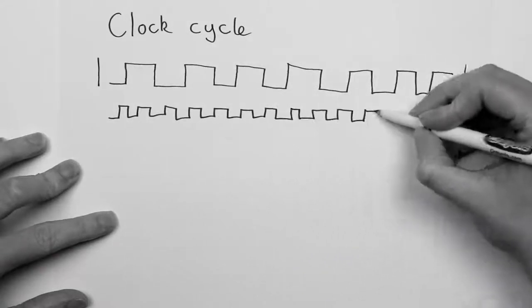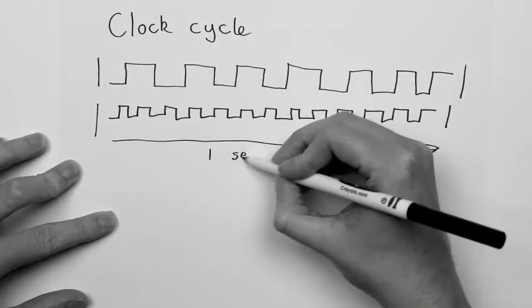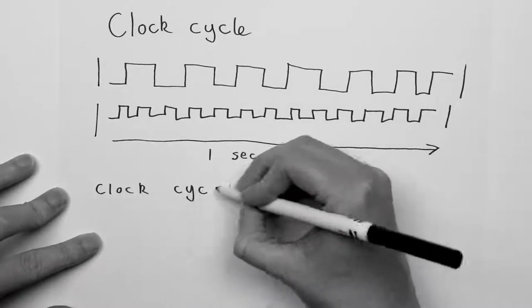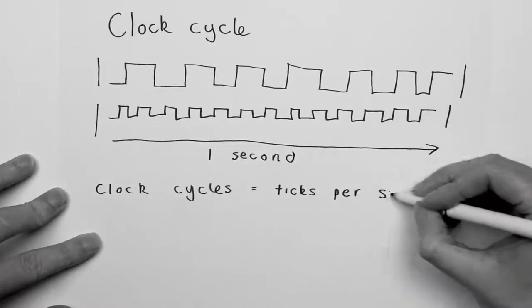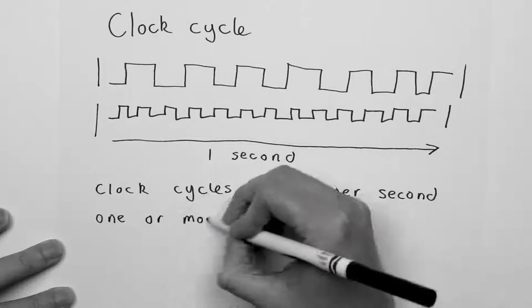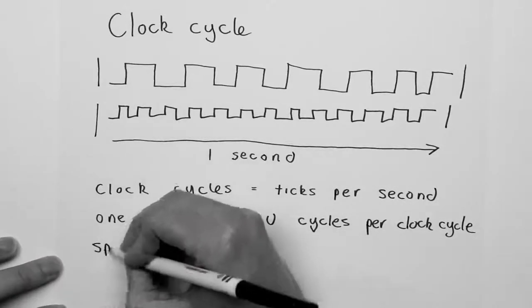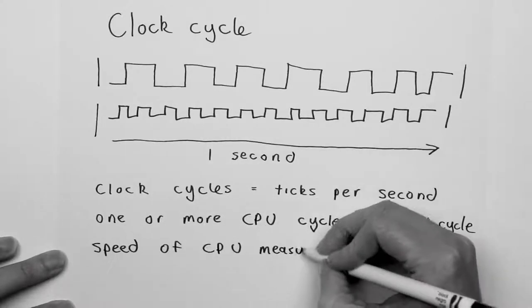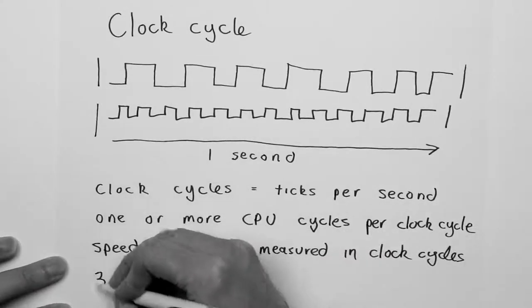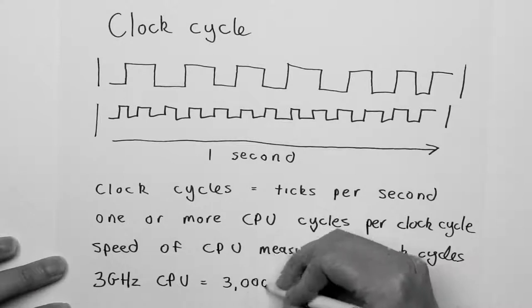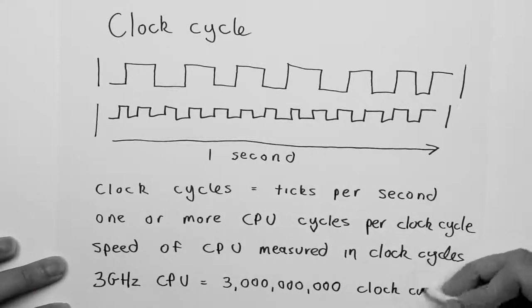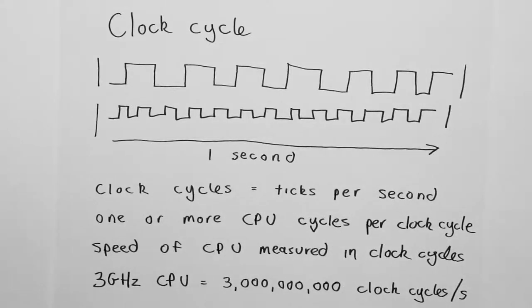Each processor has a different speed measured in clock cycles per second. Each clock cycle triggers one or more CPU cycles. A 3 GHz CPU has 3 billion clock cycles per second, but we can't say for sure that it has 3 billion CPU cycles per second. This makes it hard to measure real performance of a CPU based only on clock speed. We really care about CPU cycles, not clock cycles, so it's important to understand the difference between the two.